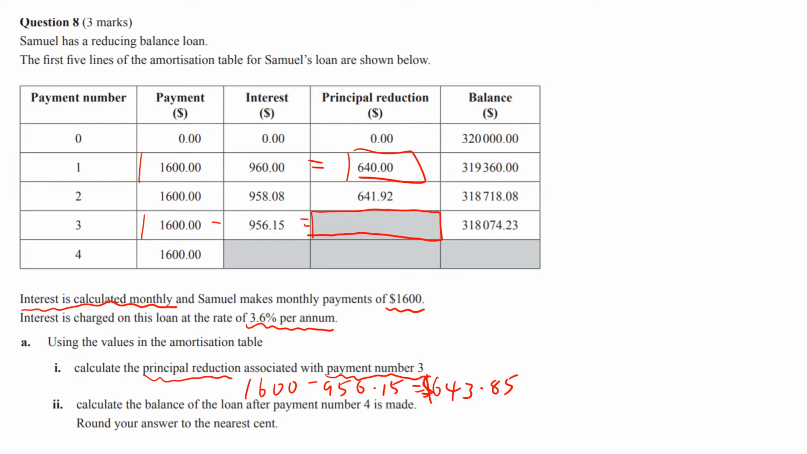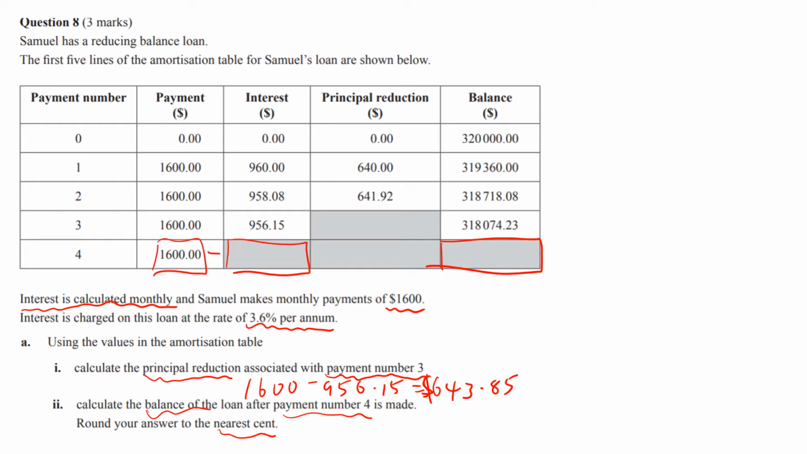Now, the next question, you can look at this in a couple of ways. I think what they were expecting people to do was get this number, because it's saying calculate the balance for payment number 4, and you've got to round your answer to the nearest cent. You could work out this one, and then use that relationship again, that one minus that one equals this one. But you can just use the financial solver.